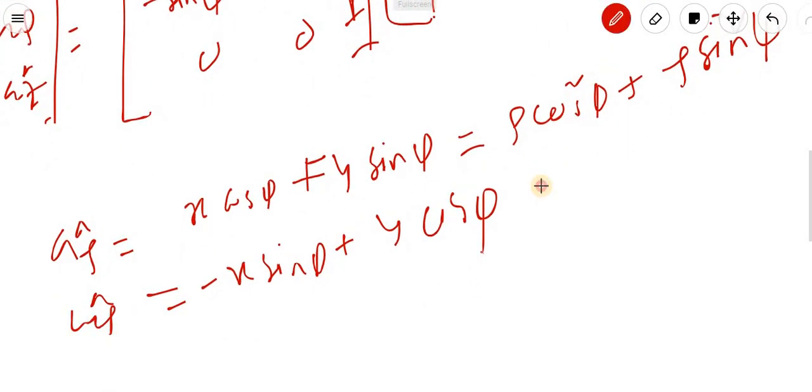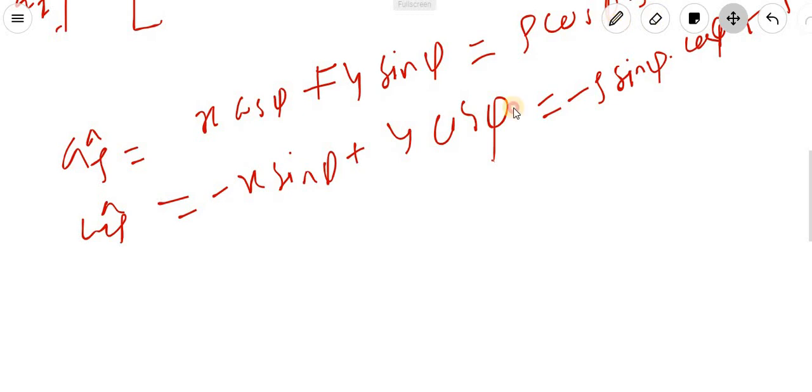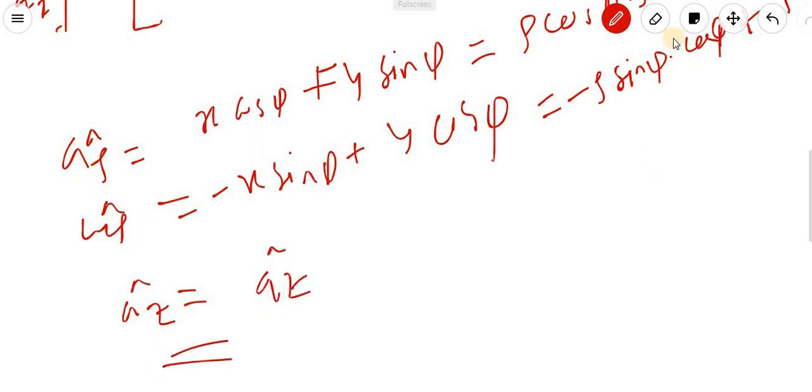Now again for the other component, x is rho cos phi and y is rho sin phi, giving rho sin phi cos phi terms, and the z component is nothing but az. This relationship we got.